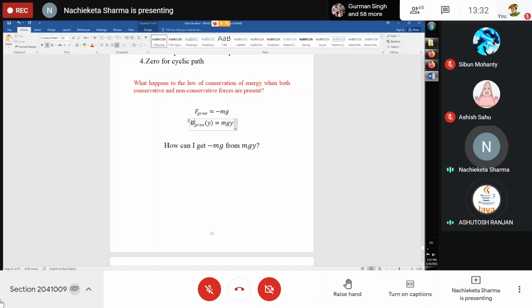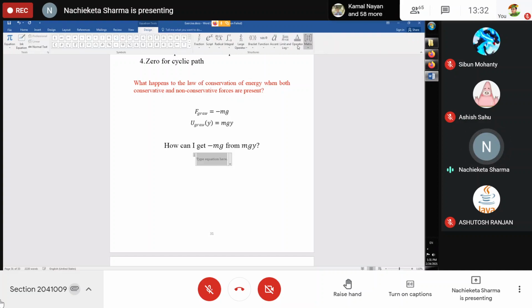Okay, but let us see what is happening. So I will take it, but it's coming mg, not minus mg. Yes, it is coming mg, not minus mg. So first let us take the derivative. We will go slowly. I will take the derivative because now it is only a function of y.